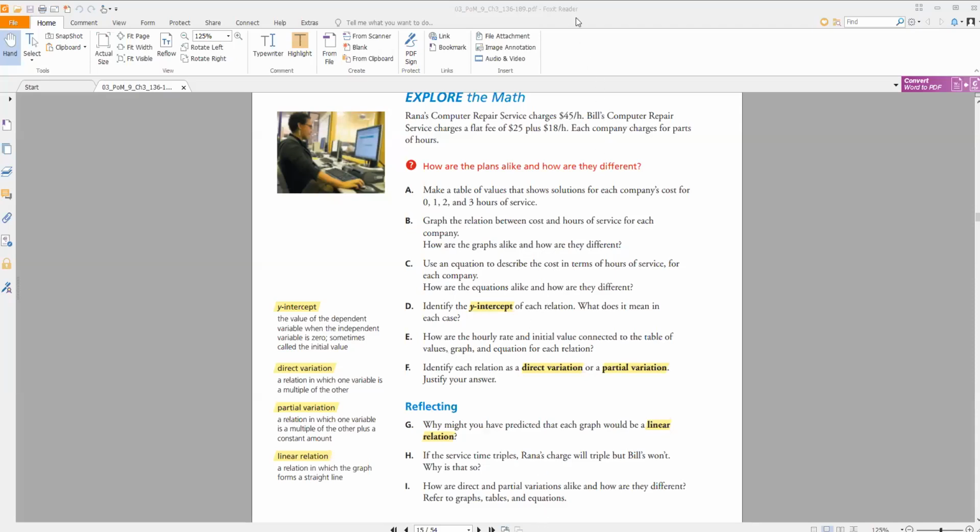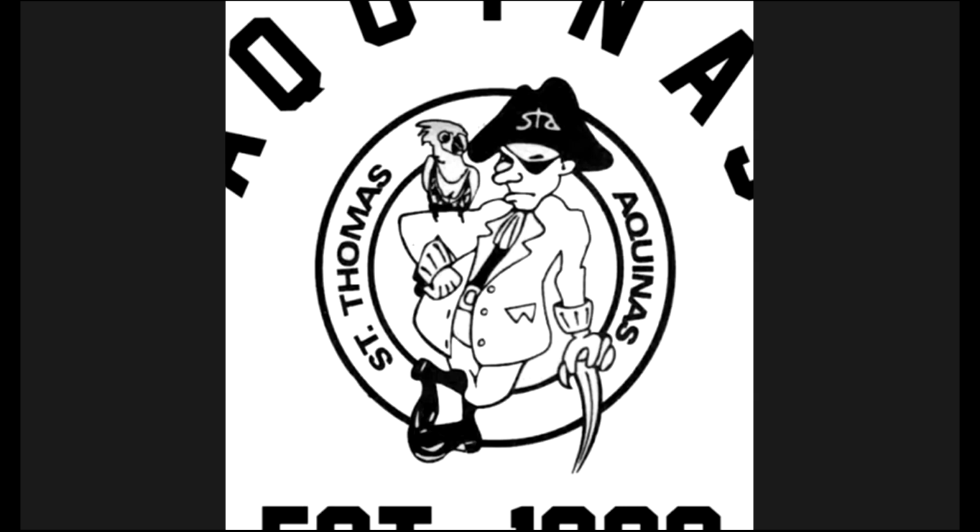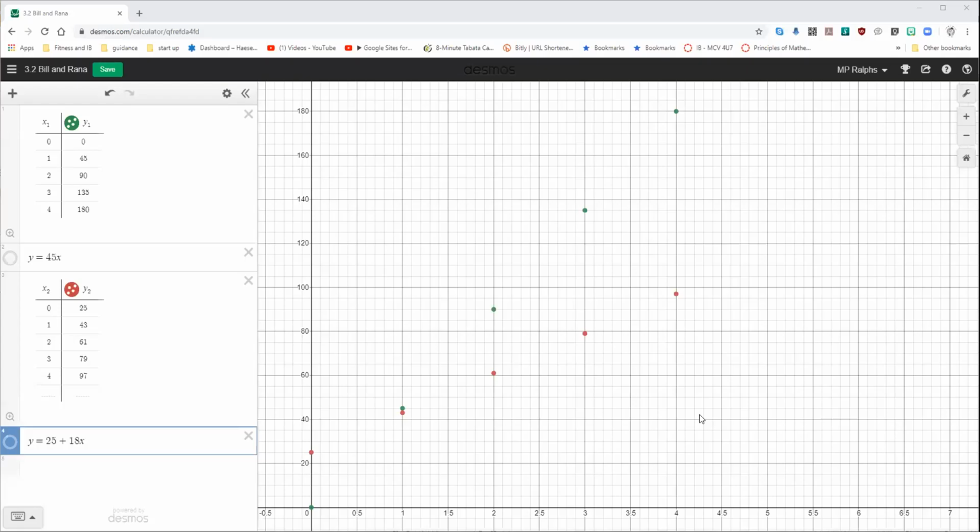Okay, so let's go back now to the graphs, and let's take a look at how they are the same. If we take a look at the green points, the scatter plot of green points, which is Rana's charge, or her cost for computer repairs for each hour, how does this compare, if you take the general trend of those points, compared to Bill's? How are they the same?